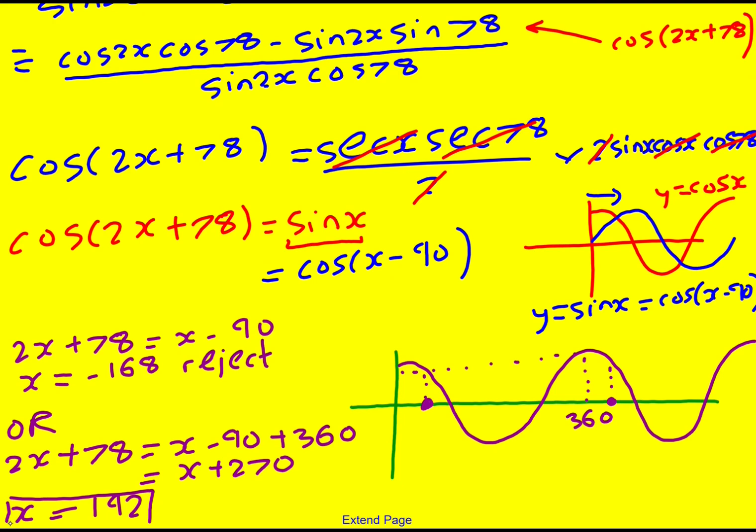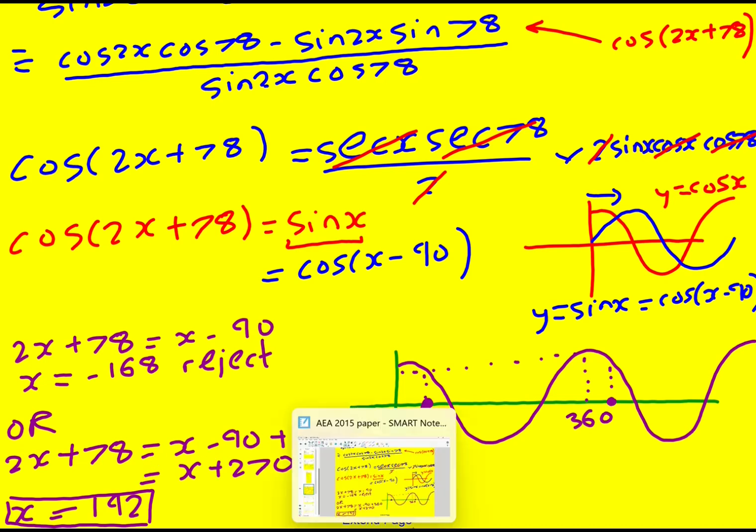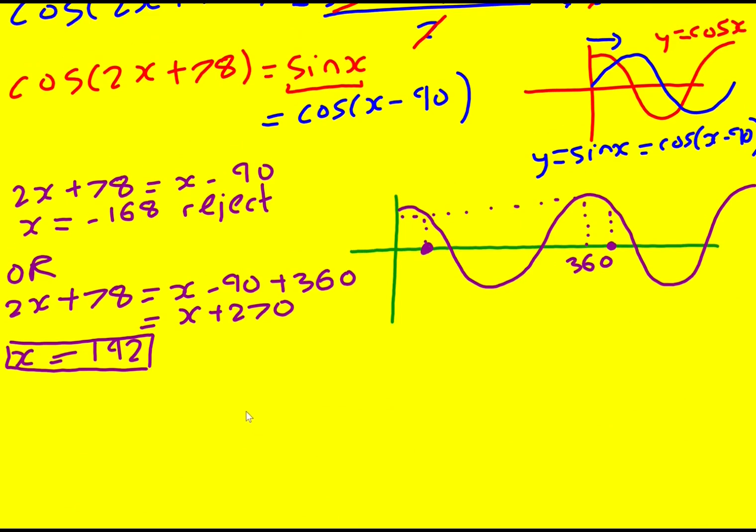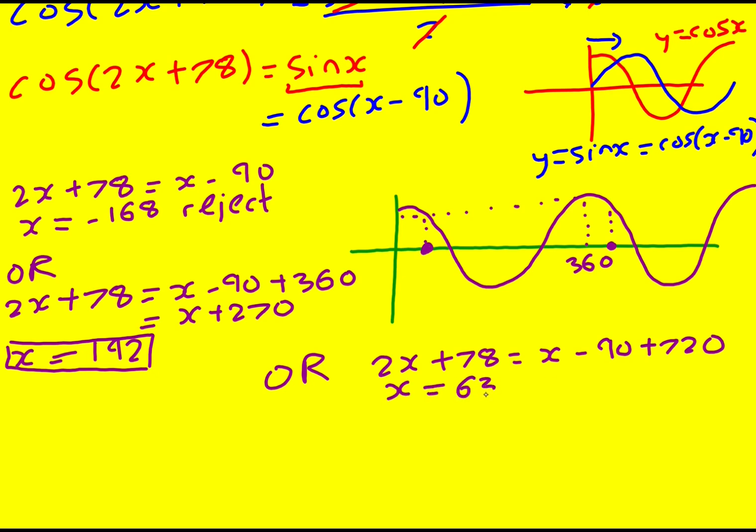That's our first solution. If I add 360 onto the left-hand side, it's actually going to end up being more negative. So I don't need to do that. What I will do is just take a look if I add another 360 on. So 720. But I've got a feeling that this one's going to be too big. So x is going to equal 630 minus 78, and that's going to be greater than 360, so reject.